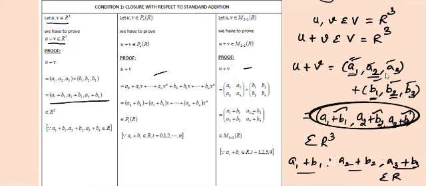The domain only is the difference. In our first problem, the domain is R3. In our second problem, the domain is Pn of R. In the third problem, the domain is M2x2 of R.